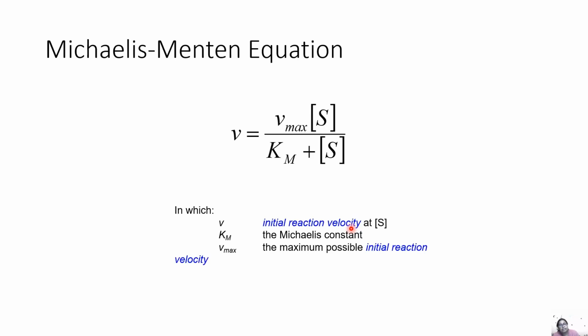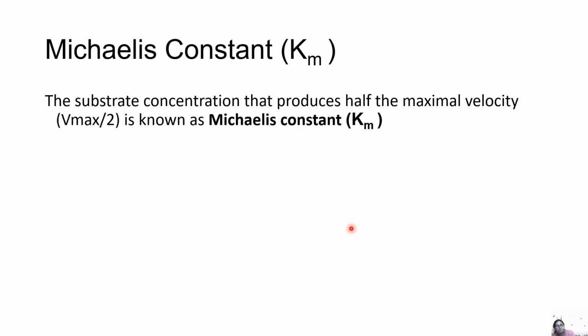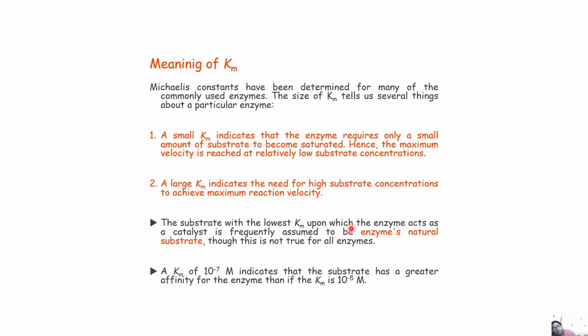So this is the Michaelis-Menten equation, where V naught is the initial reaction velocity, Km is the Michaelis constant, and Vmax is the maximum possible initial reaction velocity. So the substrate concentration that produces half the maximum velocity is known as the Michaelis constant. Now, what is the meaning of Km or Michaelis constant?